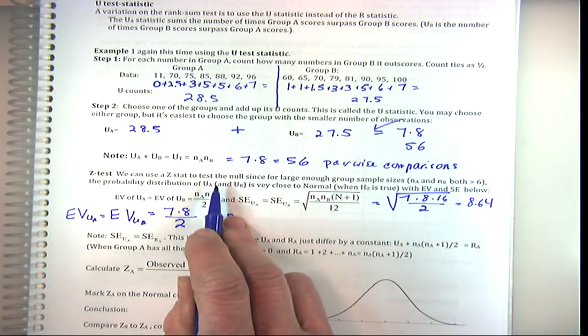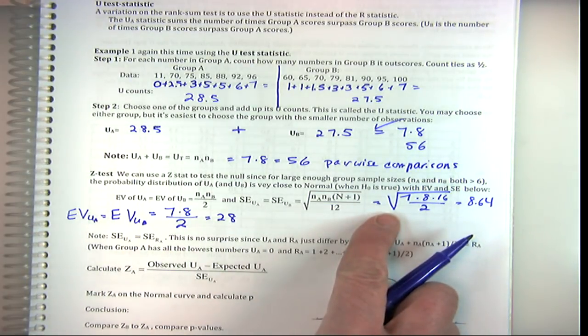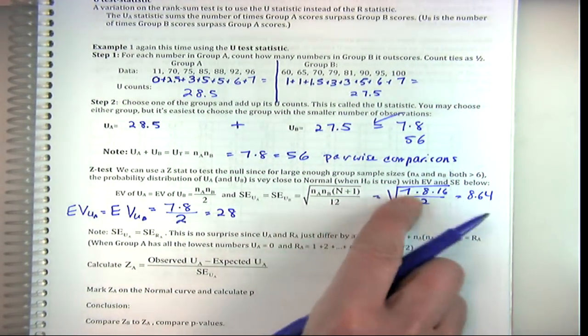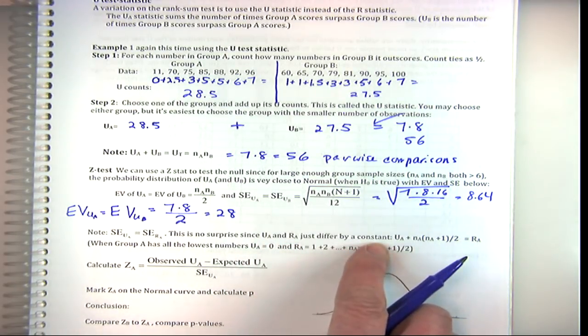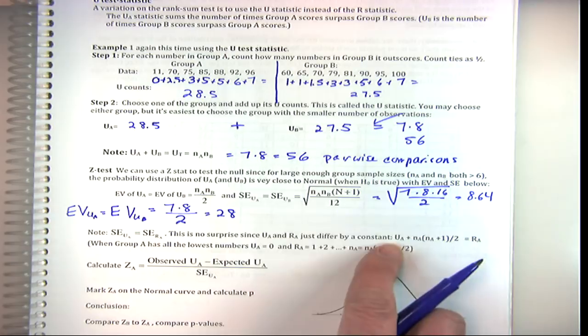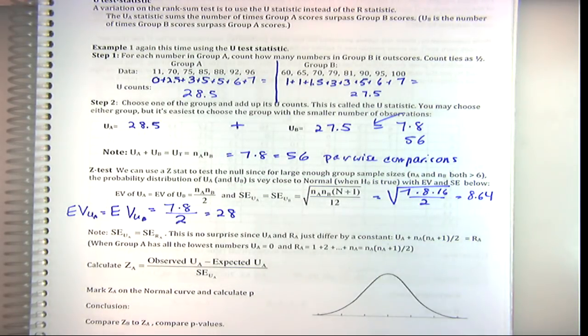Now, this shouldn't surprise you either, that it's the same, because UA and RA just differ by a constant. And so the standard error is just this. If two groups of numbers differ by a constant, then that's not going to affect the spread. It's just going to be a shift.